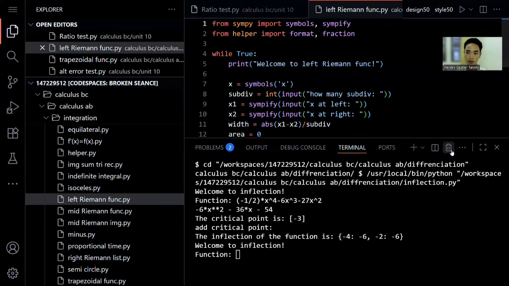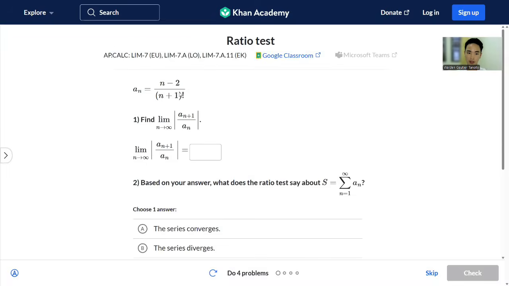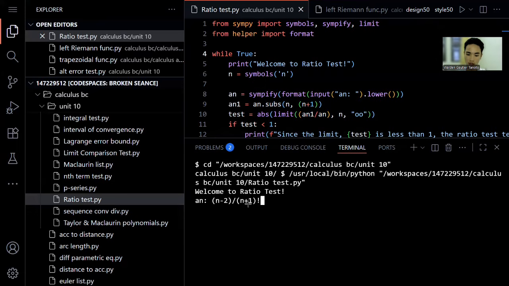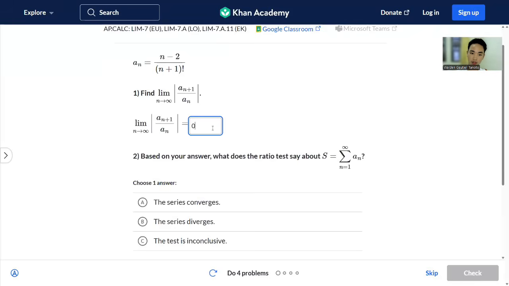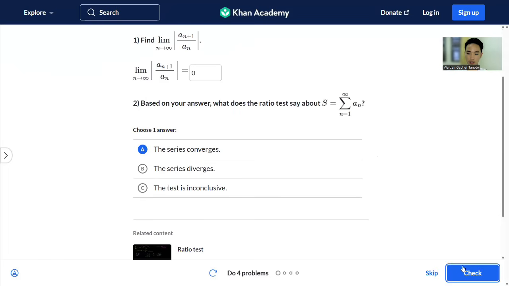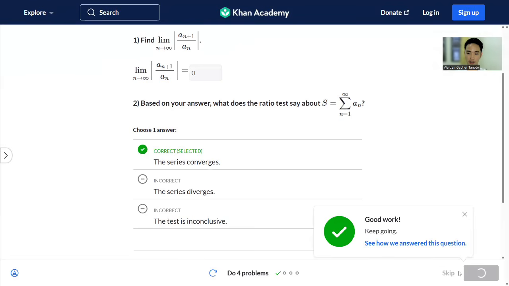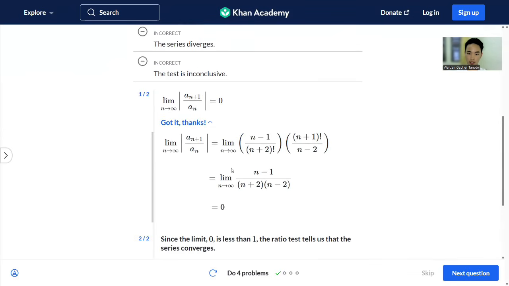Now we're going to prove the ratio test. We type this. The limit is 0. The series converges. Now I'm going to check. Yay, it's correct again. 3 more to go. This is how they solve it.